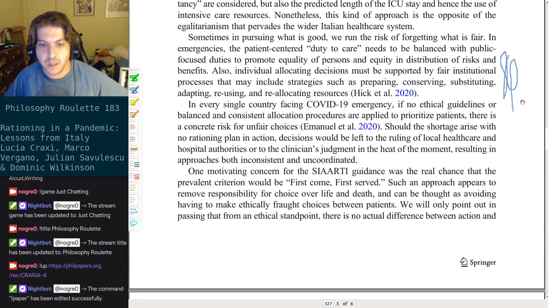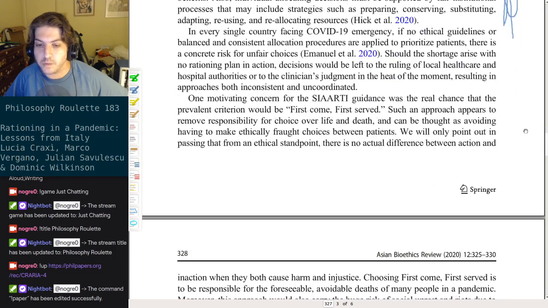So, okay. Continuing. In every single country facing the COVID-19 emergency, if no ethical guidelines or balanced and consistent allocation procedures are applied to prioritize patients, there is a concrete risk of unfair choices. Should the shortage arise with no rationing plan in action, hey, welcome to the United States. Decisions would be left to the ruling of local healthcare and hospital authorities or to the clinician's judgment in the heat of the moment, resulting in approaches both inconsistent and uncoordinated.